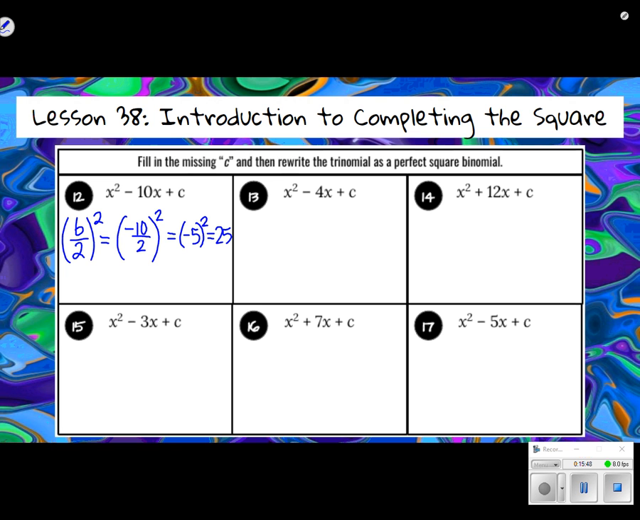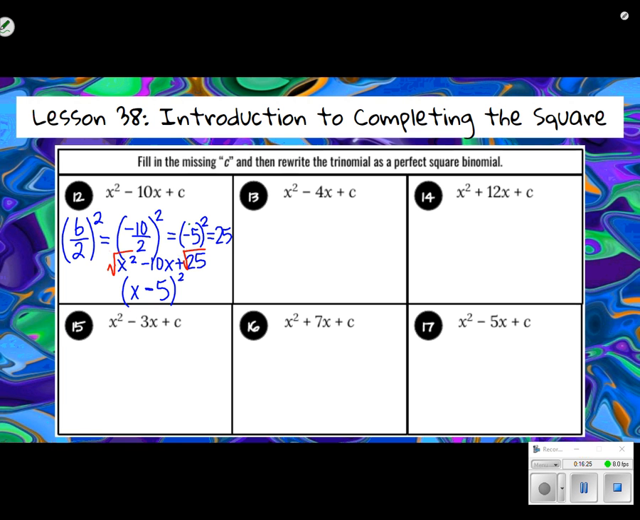So what we're really dealing with is x squared minus 10x plus 25. And we want to factor that into our perfect square trinomial. So we're going to have a parentheses squared. Remember that whole square root thing? This is where it's helpful. The square root of x squared is x. The square root of 25 is 5. And because we have a minus in front of our 10x, this is going to be x minus 5 squared.